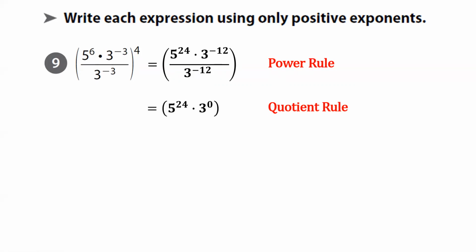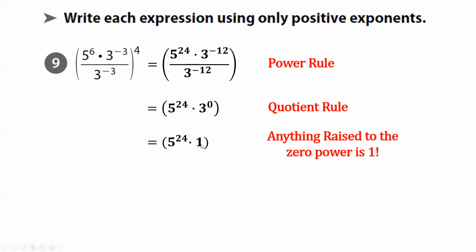Then we typically would stop here unless you remember your other exponent rule, and I remember it. Anything raised to the 0 power is actually 1. So I can rewrite this as 5 to the 24th times 1. And anything multiplied by 1 is itself. So this is just simply 5 to the 24th power. And this is your final answer.